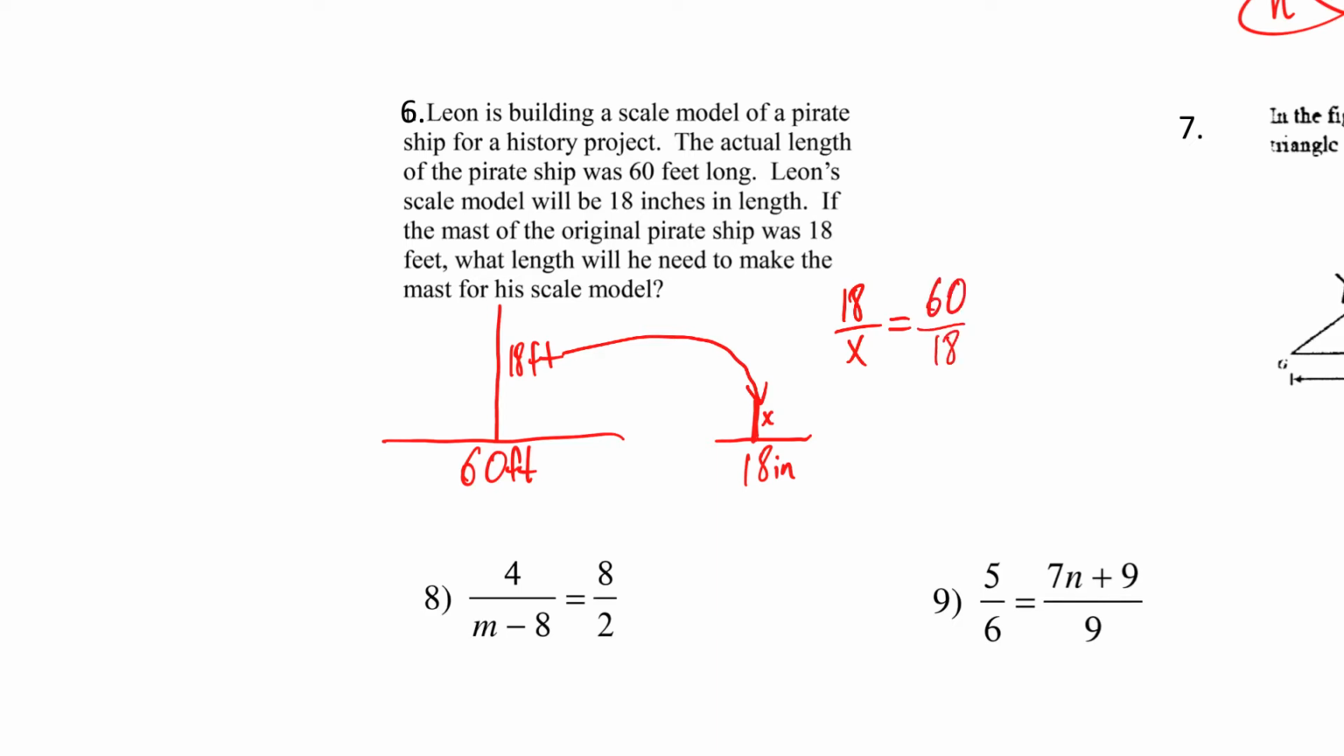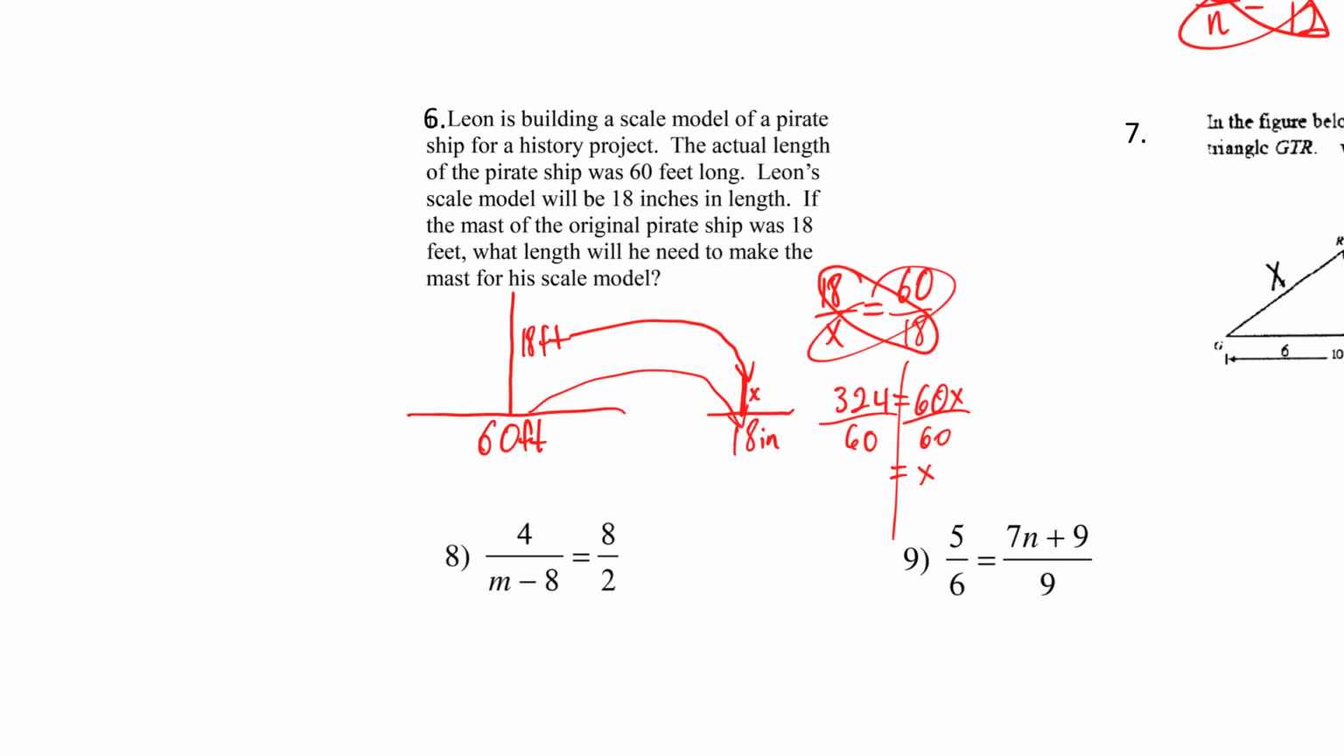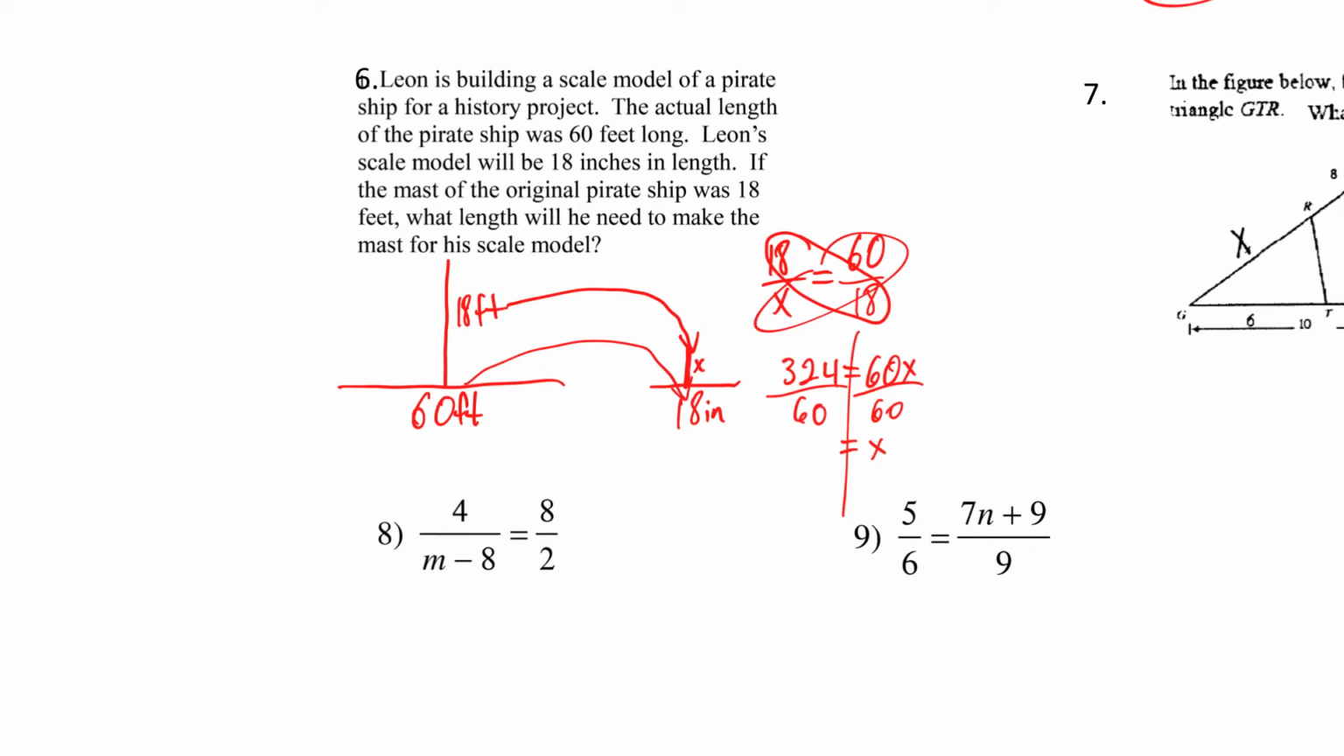60 is to 18. Okay, so we have 18 times 18, 324 equals 60x, divided by 60. And what does that give you? Okay, there's the 5.4. I knew there was a 5.4 in there somewhere. Okay, 5.4 inches.